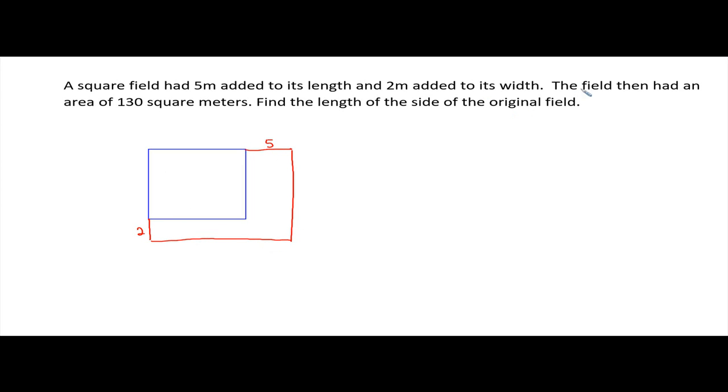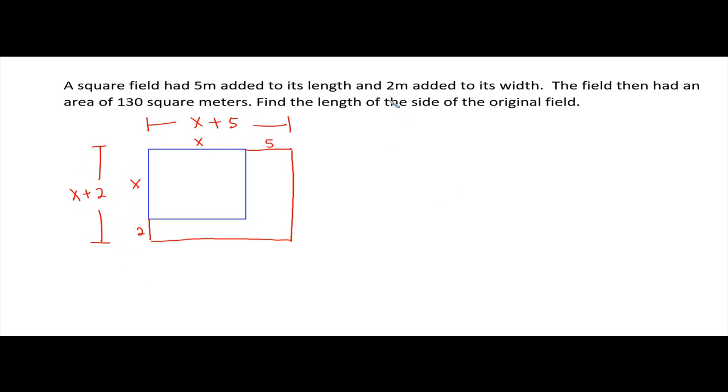It says the field then had an area of 130 square meters. Find the length of the side of the original field. So this is the square here. This is the side of the original field, so we'll call this x. Now, this whole side here is going to be x plus 5. This whole side here is going to be x plus 2.